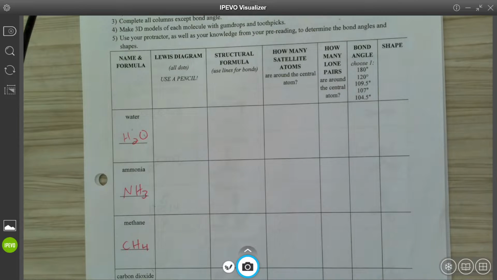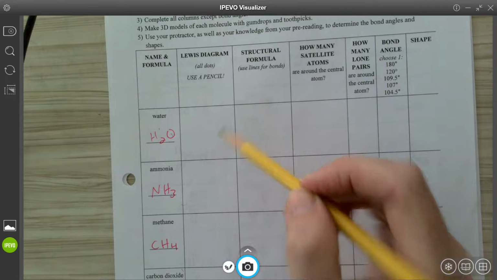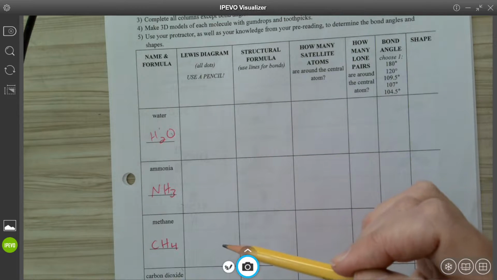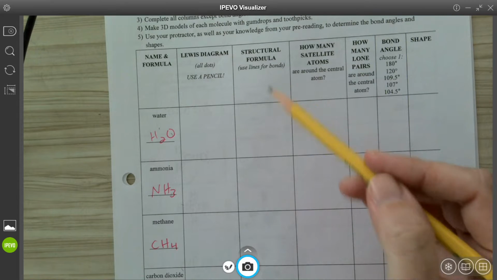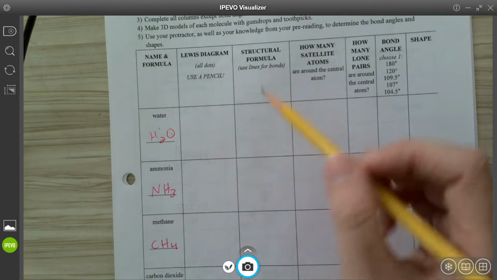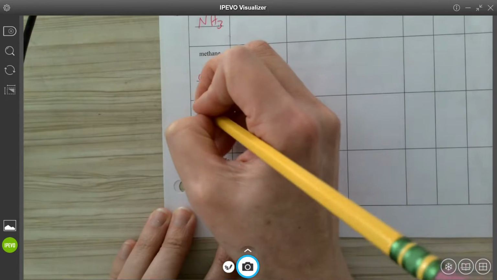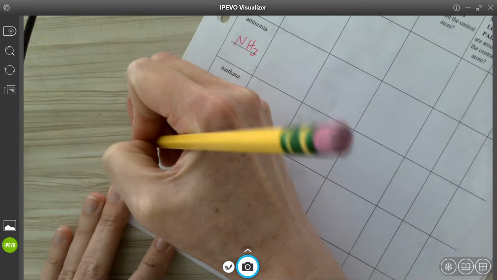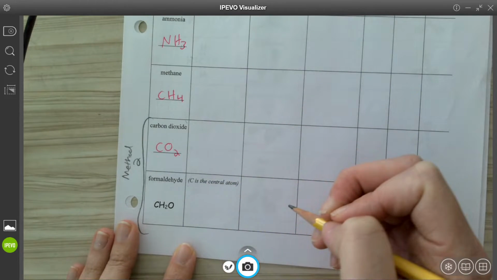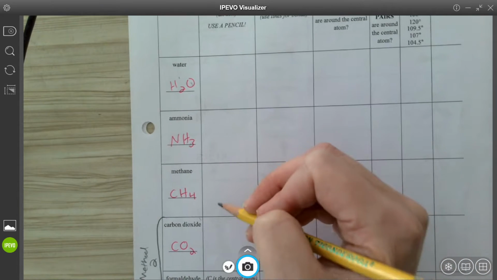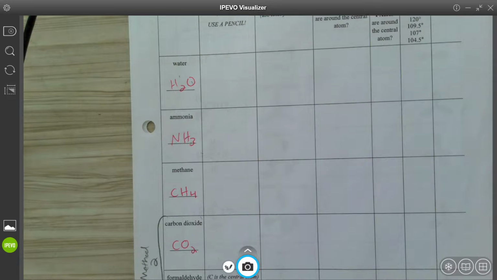All right, now we're going to use a pencil, please, in case you mess up your dot diagram. I want you to draw the Lewis dot diagram, and then I want you to draw the structural formula for each one. The structural formula is when you change the bonds into lines. For these last two, you definitely need to use method 2, like we did in the do now, where you add up all the electrons on the side. For these ones, you can use method 1 or method 2. These ones are pretty easy to picture how they're going to fit together.